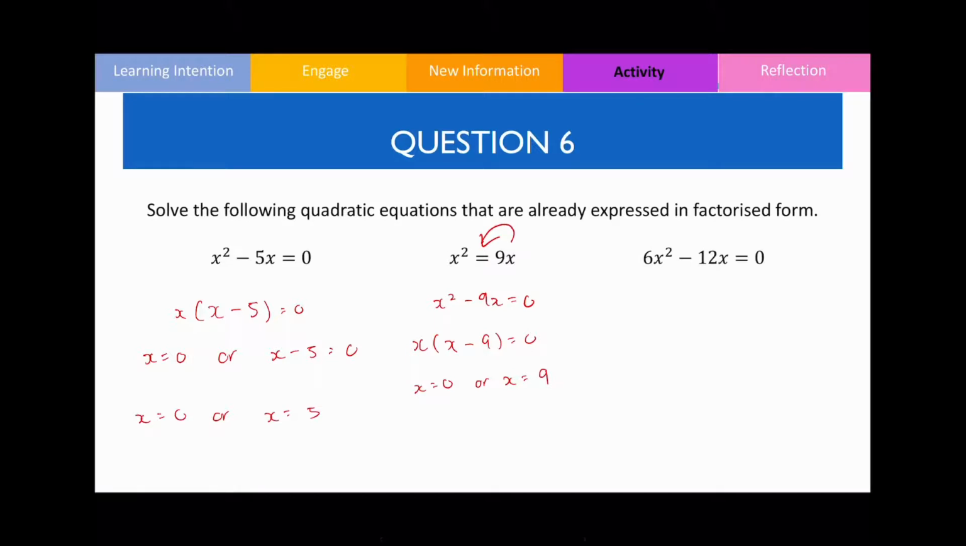And for the very last example, do the exact same thing. So let's factorize it. So therefore, this is what our answer will look like. Therefore, x is going to equal 0, or x is going to equal positive 2. In this case, we're using the null factor law.